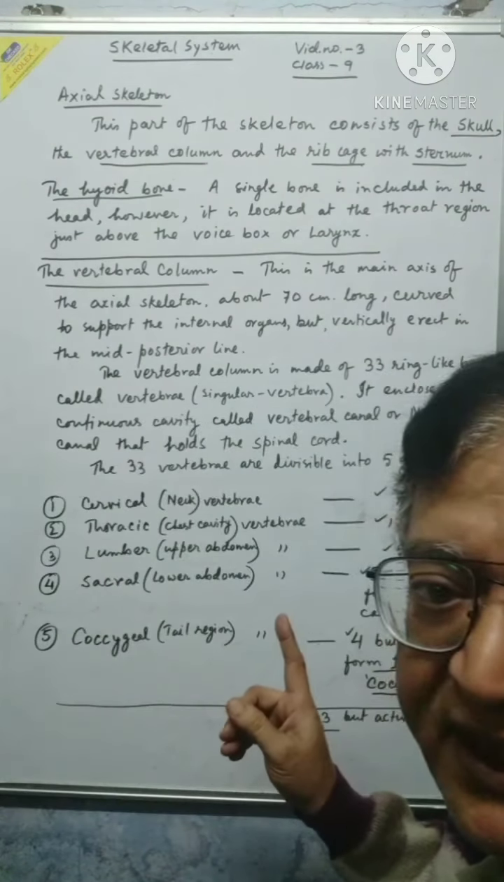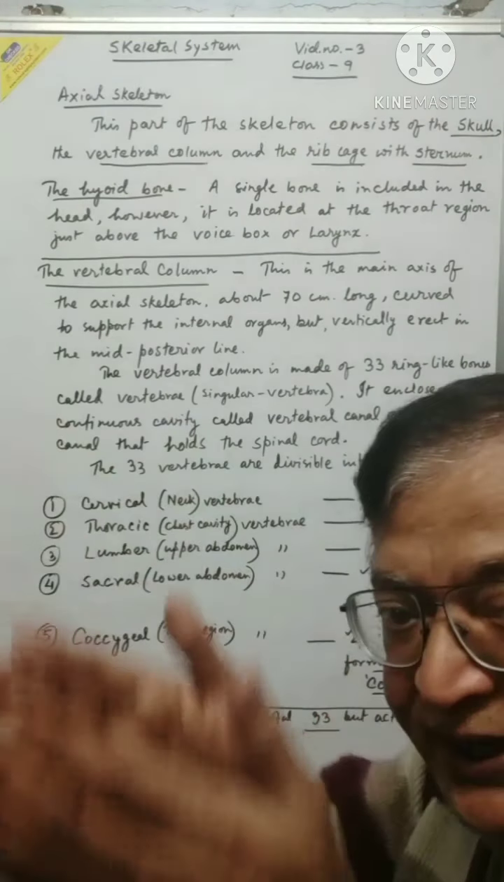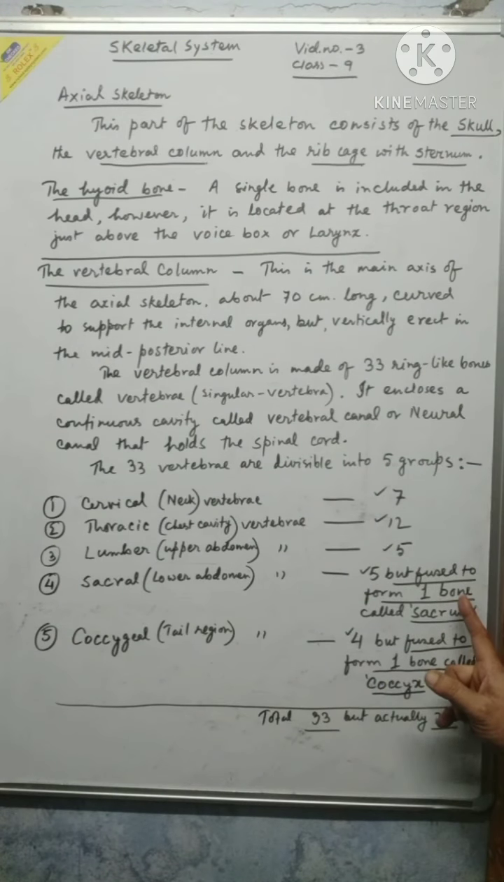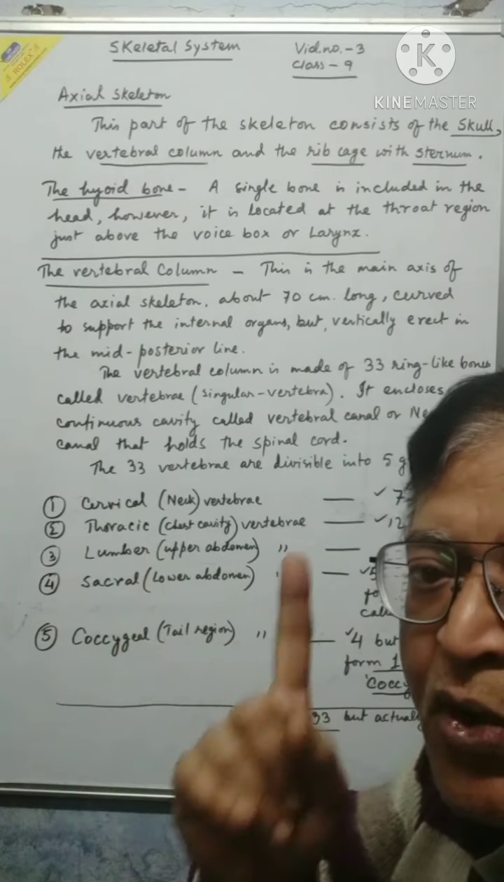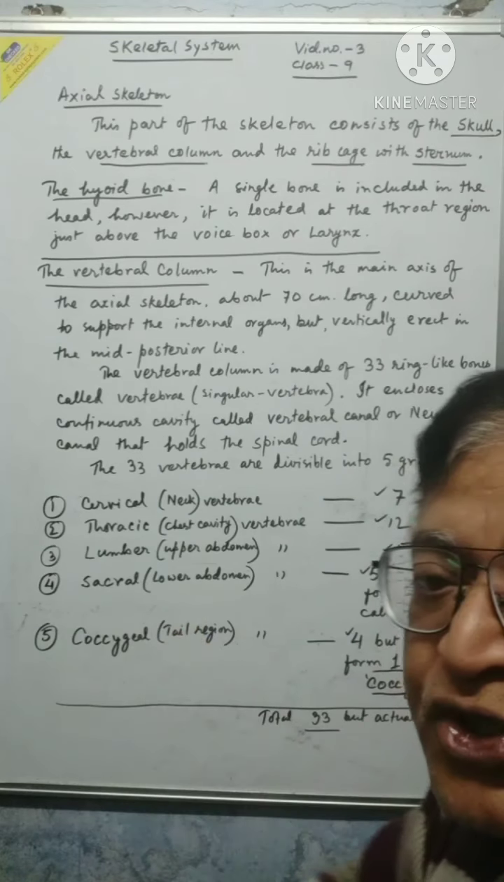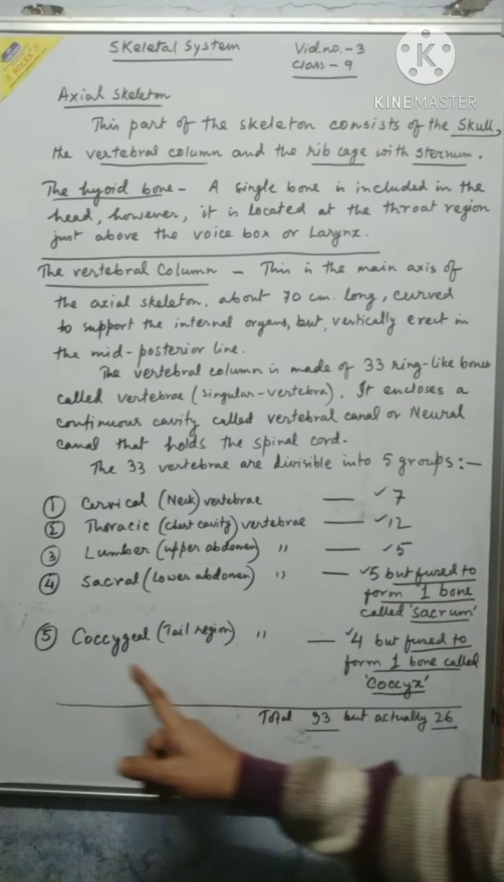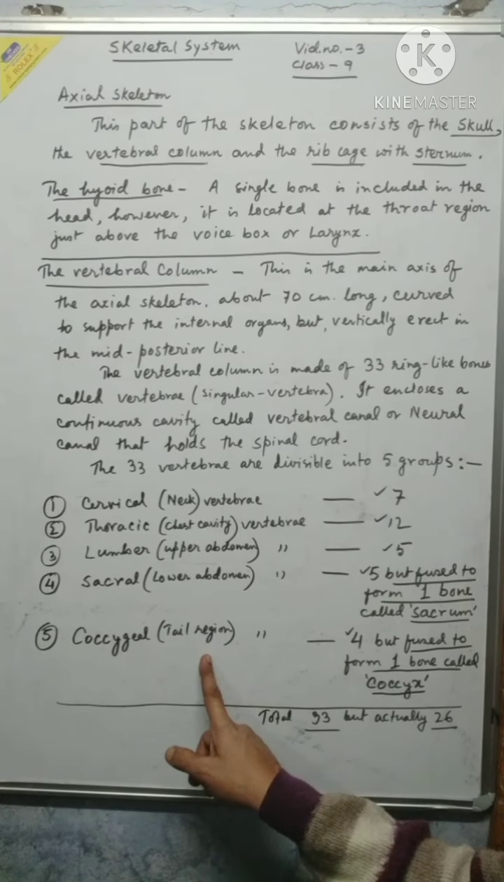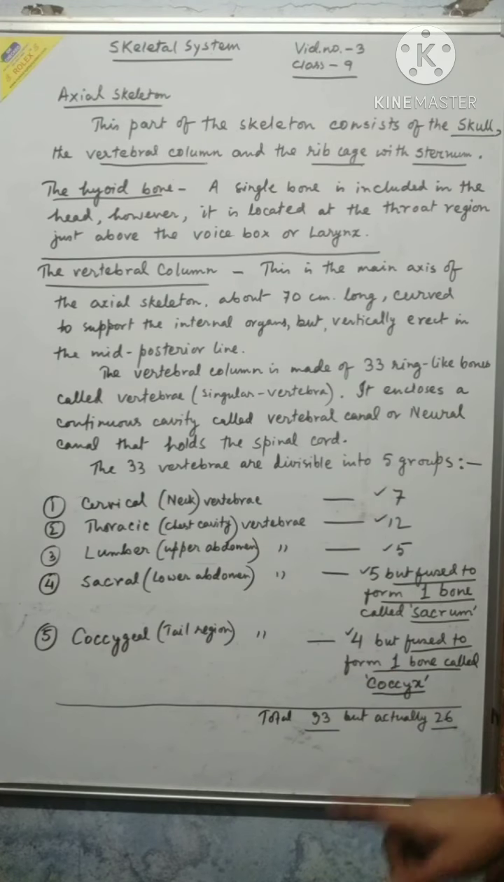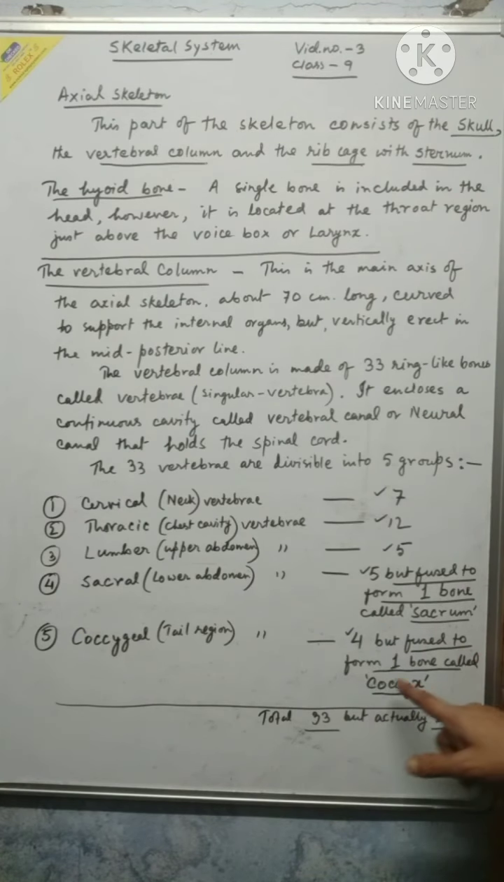These 5 sacral vertebrae are joined in such a way that they form a triangular bone, forming one bone only, which is named sacrum. 5 bones fuse to form one bone, named the sacrum. Since they are sacral vertebrae, the name is also given as sacrum. And finally, coccygeal, the tail region. Coccygeal vertebrae are 4 in number. Again, they are not separated. They are fused to form one bone only, which is called coccyx.